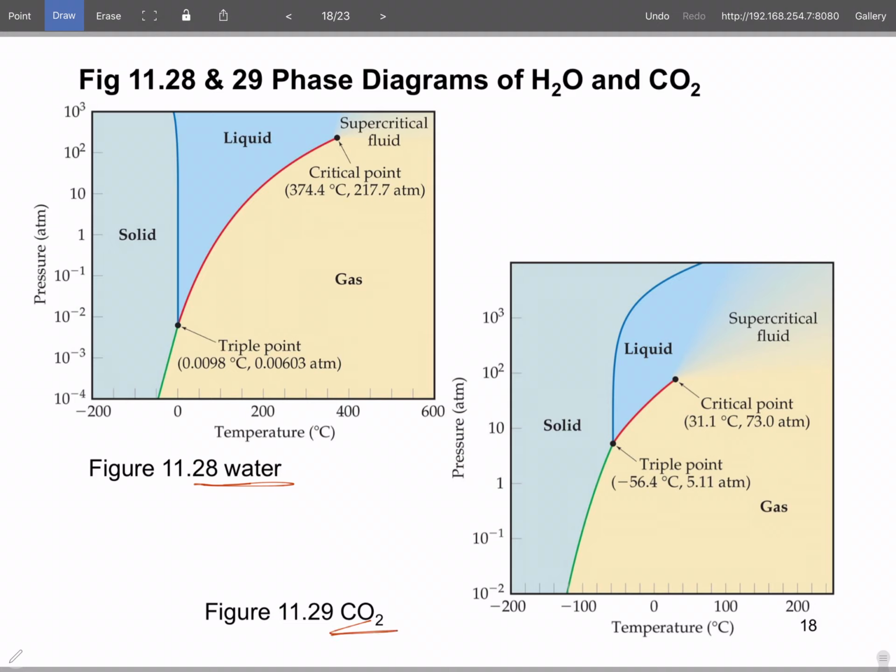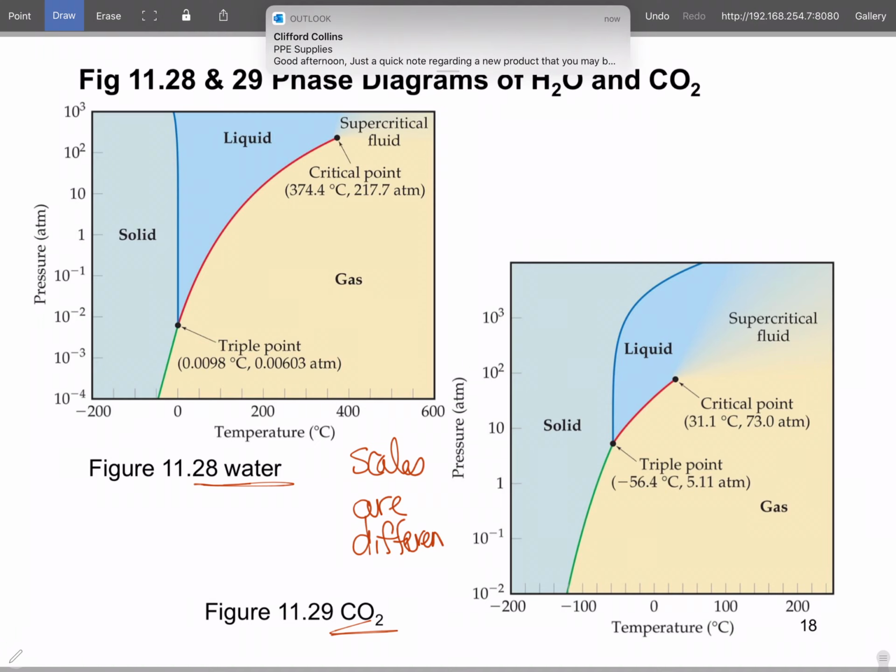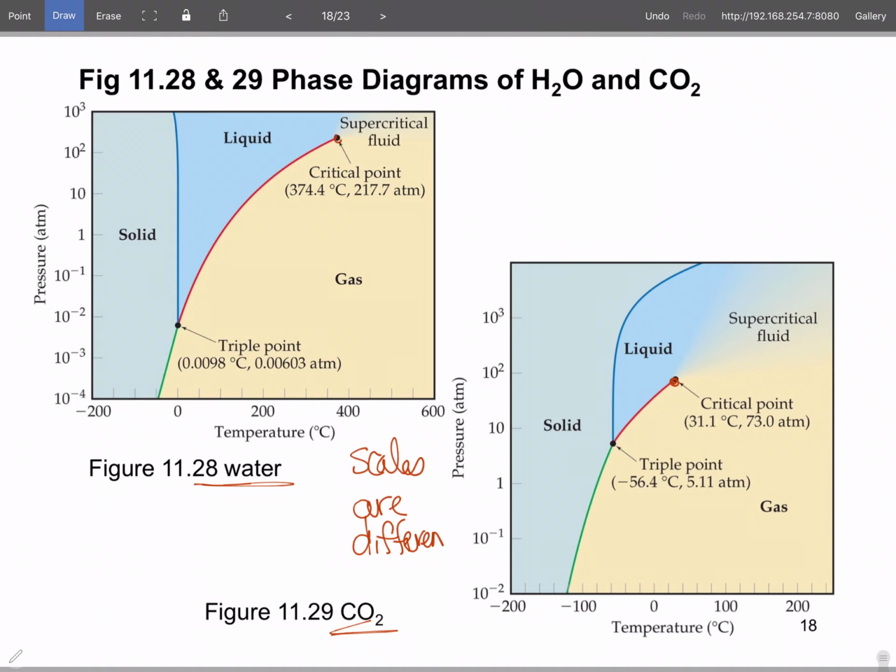Notice that even though they've got the pressure and the temperature the same, the scales are different. And if you'll notice the curvature, the critical point here is much lower than the critical point up here. And it varies from species to species, but you always have a triple point, and you always have a critical point, and you always have the solid, liquid, and gases. And notice over here you have a huge amount of gas. Here you have a huge amount of gas. And your liquid area is larger. So it'll vary from species to species.